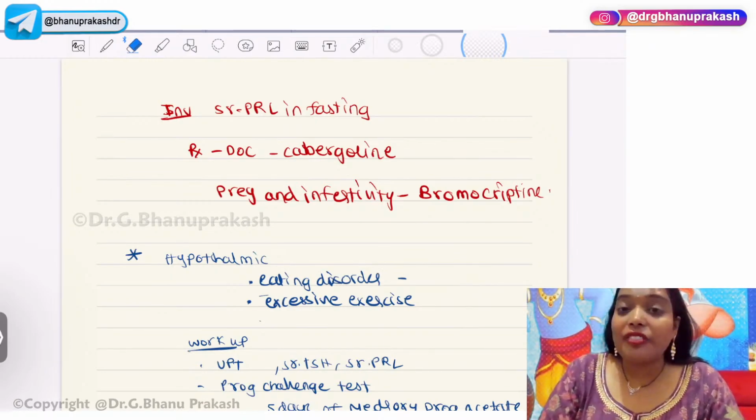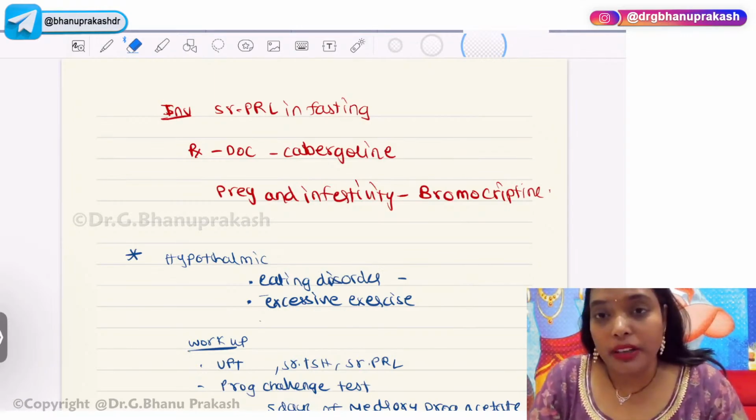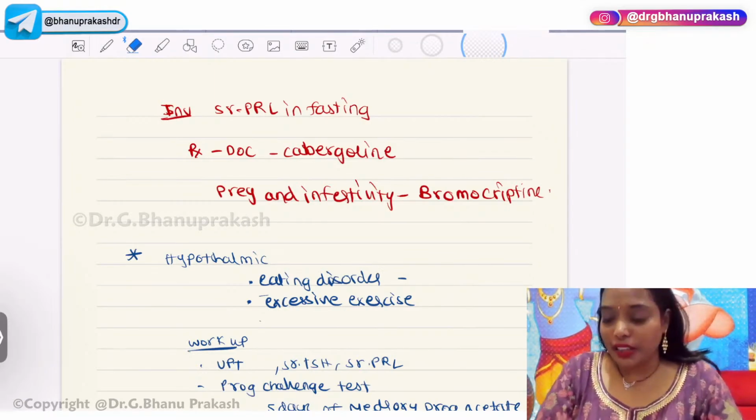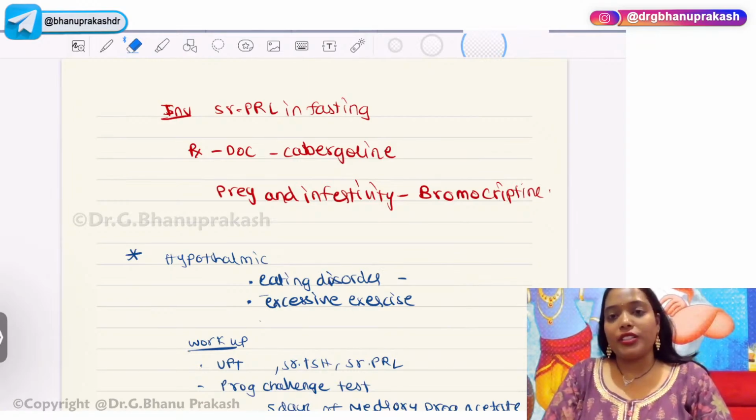If she is pregnant and infertile, then the drug of choice is bromocriptine. Drug of choice is cabergoline. If she is infertile and pregnant, then the drug of choice is bromocriptine.